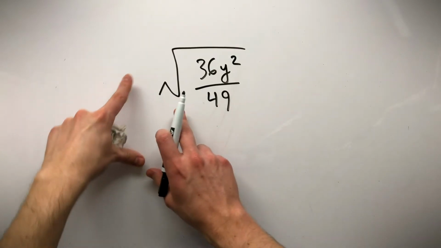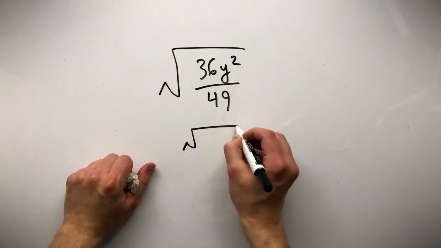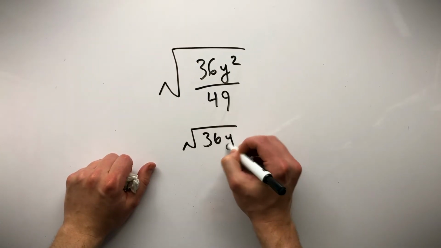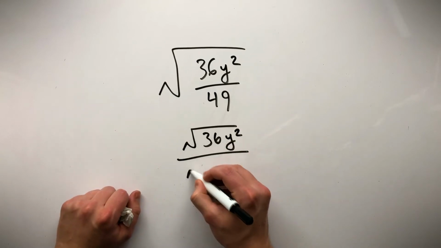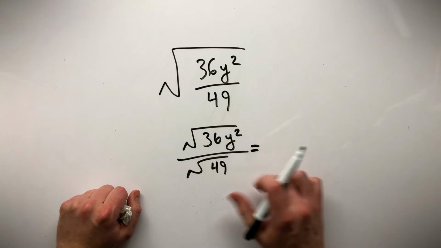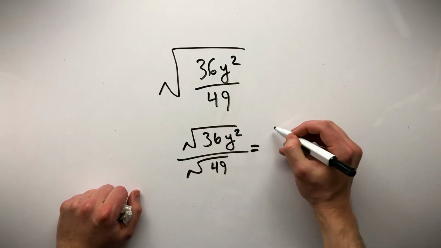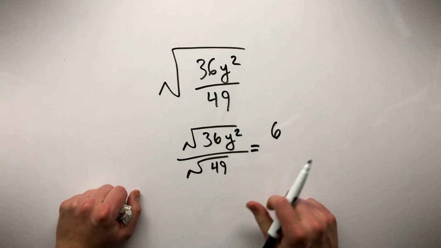Anytime we have a fraction underneath a radical, and make sure the radical covers both the numerator and the denominator, I can split it up. So I can turn this into the square root of 36y squared over the square root of 49. Okay, let's focus on the numerator first. Like I said, real regular numbers first. What is the square root of 36? It's 6. Awesome. All set, almost there.